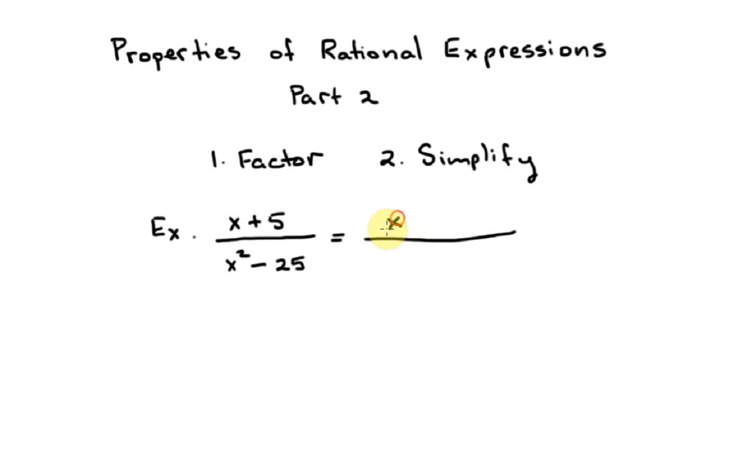Well, first of all, let's leave the top alone. And on the bottom, this has no greatest common factor, but it looks to be a difference of squares. So let's go and write that out in its factored form. X times x. And to make 25, I need 5 times 5. And because it's a difference of squares, one will be plus and one will be minus.